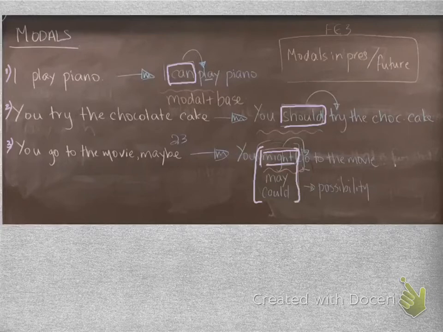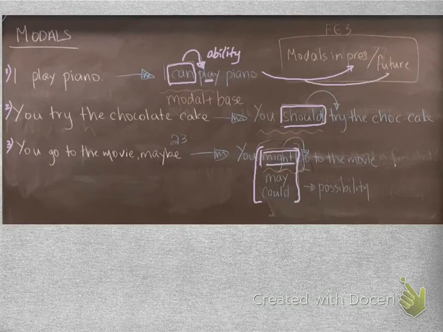Okay? And in this first example, I can play the piano. Can gives us more information about this verb, play. It tells us that you have the ability to play the piano. Okay, and it tells us that you have that ability in the present or in the future.